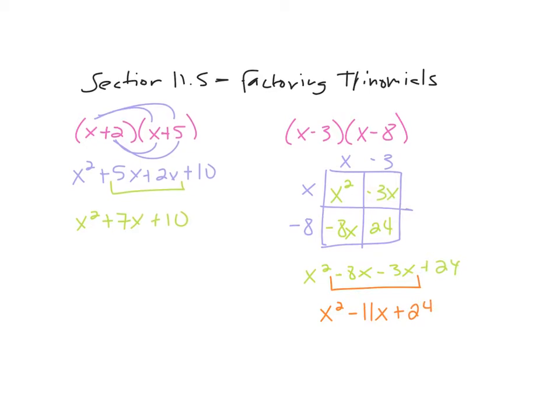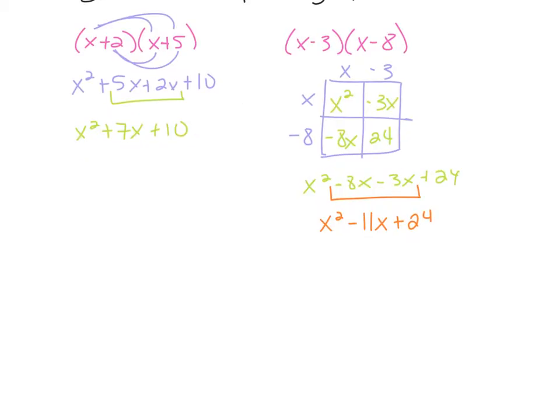All right, our last example here that we're going to look at is x plus 4 times x minus 7. So now we have two opposite signs. All right, so we'll distribute here. x times x is x squared. x times negative 7 is minus 7x. 4 times x is plus 4x, and 4 times negative 7 is negative 28.